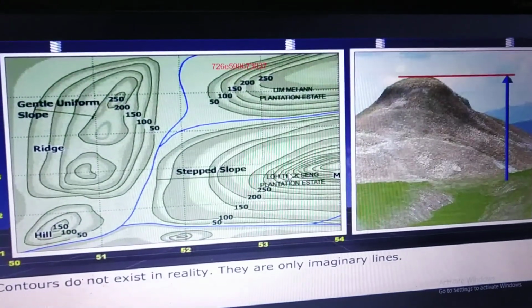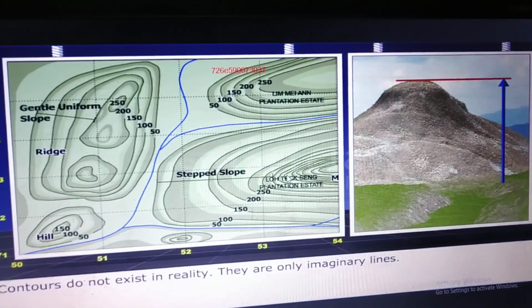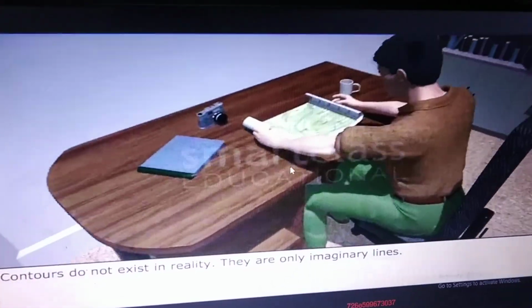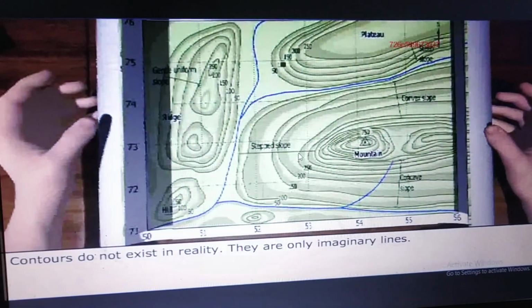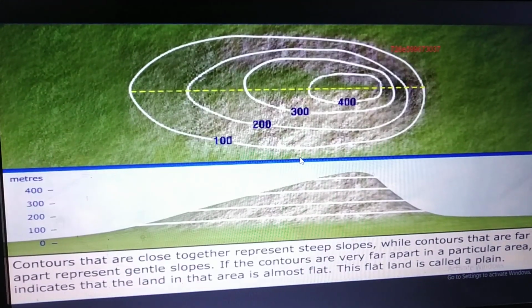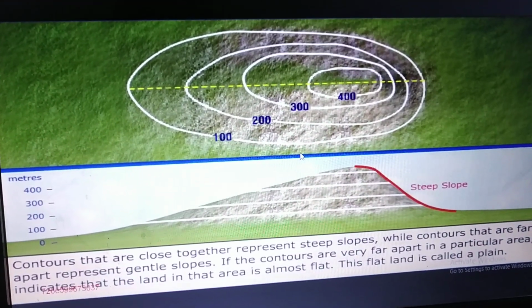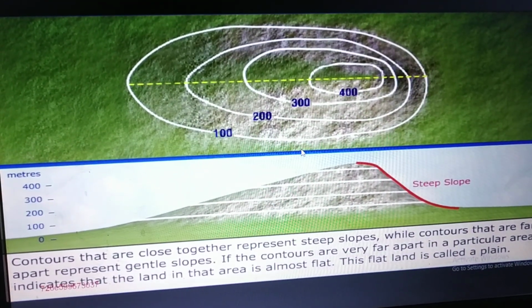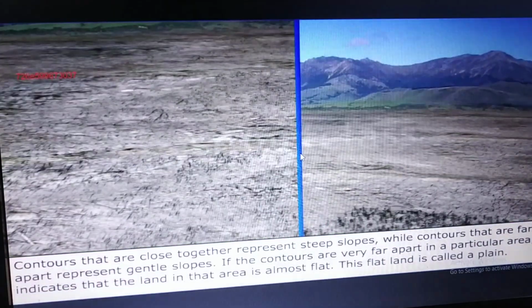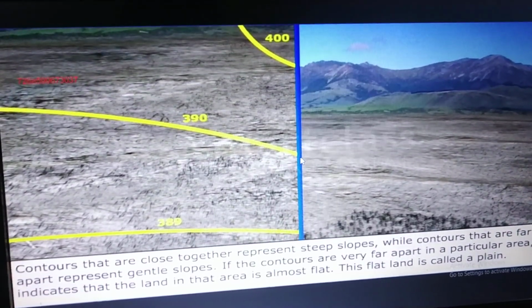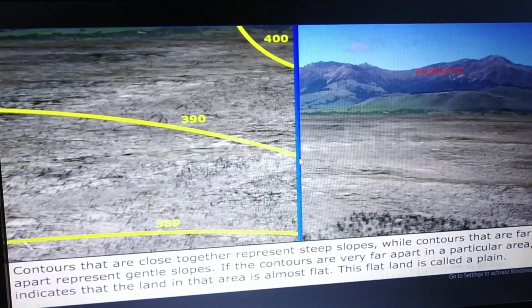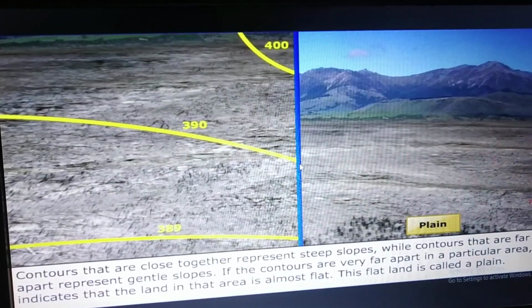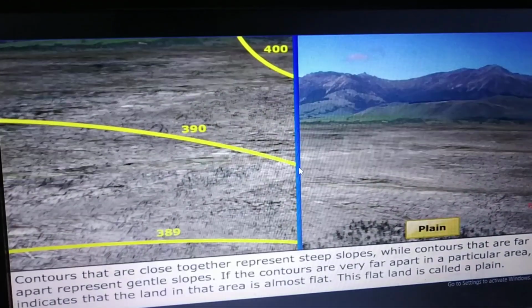So like this. Interestingly, contours do not really exist in reality. They're only imaginary lines. While reading contours in a map, you should keep the following points in mind. Contours that are close together represent steep slopes, while contours that are far apart represent gentle slopes. If the contours are very far apart in a particular area, it indicates that the land in the area is almost flat. This land is called a plain. So in this plain you see.